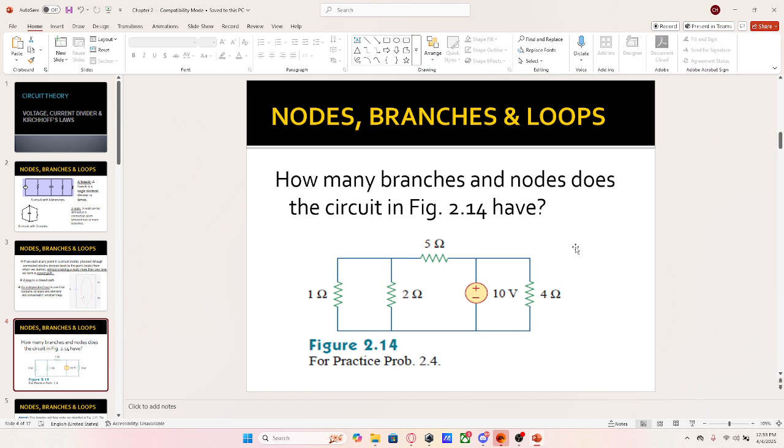But how about the nodes? We do not count the branches themselves for the nodes. We count the things that are connected to it. One of them is this one. All of this is connected into one node over here. R1, R2, and R3 are connected in one node, so this is node number 1. This one is the same. R3 is connected with the voltage source and connected with R4 over here, so this is another node. And finally, the third node is over here. All of them are connected at the bottom.